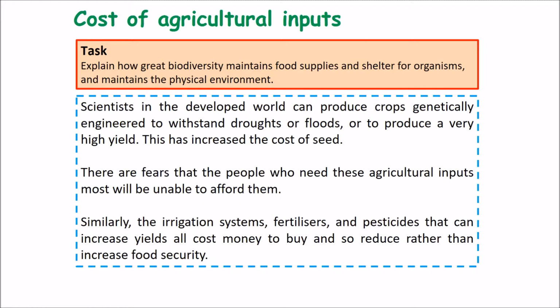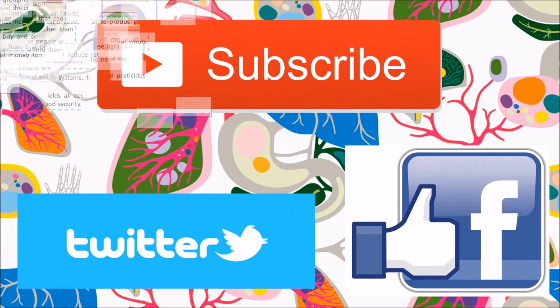Cost of agricultural inputs. Depending on what sort of fertilizers and so forth are used, fertilizers could increase biodiversity as more organisms and more plants can be grown. However, pesticides and so forth that are used to increase yields will decrease biodiversity, as many species of insects will get killed off.